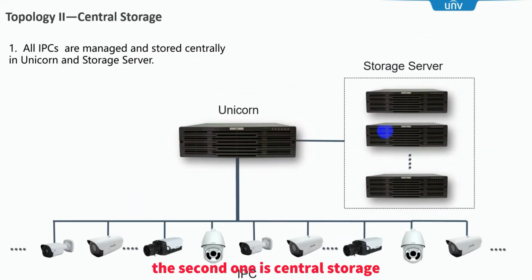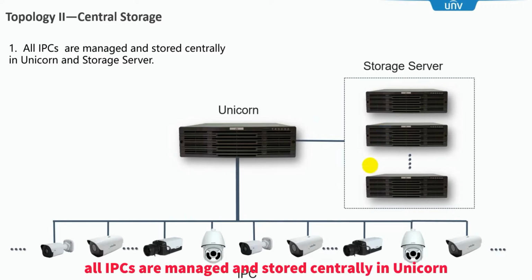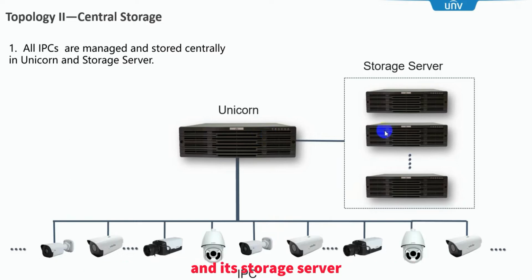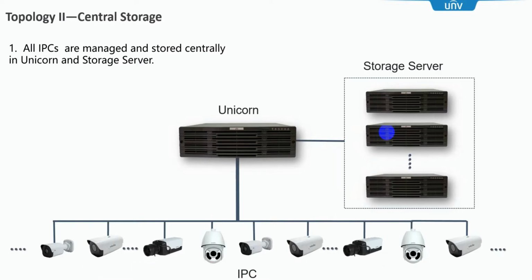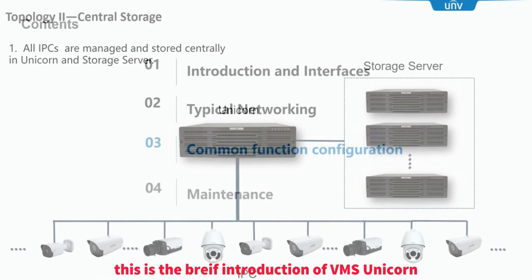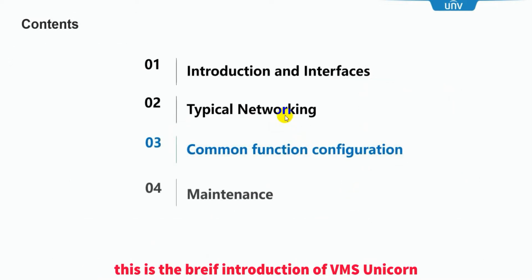The second one is central storage. In this topology, all IPCs are managed and stored centrally in Unicorn and its storage server. The storage servers are for storage expansion. Up to 4,000 channels can be accessed to this platform. This is a brief introduction of VMS Unicorn.